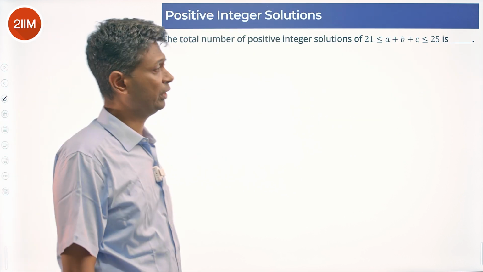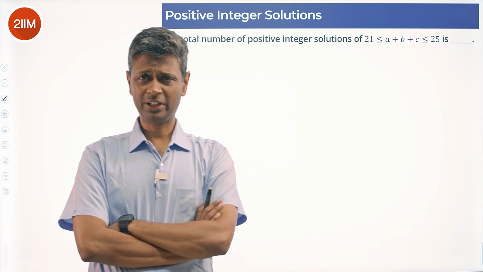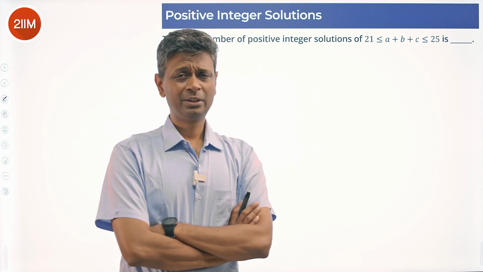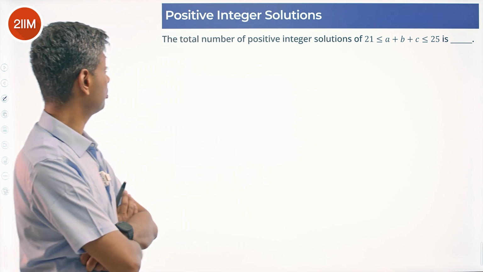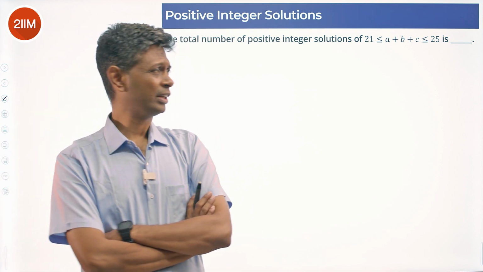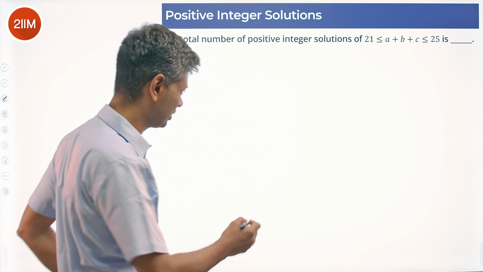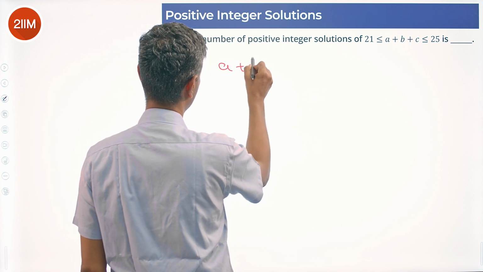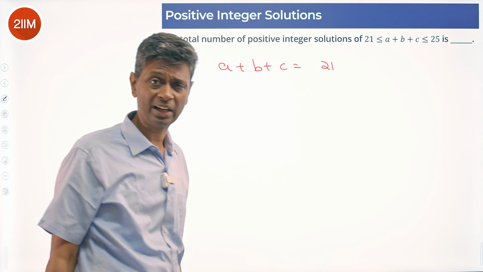The total number of positive integer solutions of 21 less than or equal to a plus b plus c less than or equal to 25 is... 21 less than or equal to a plus b plus c less than or equal to 25. A, b, c are positive integers. So we're thinking about 21, 22, 23, 24, 25. What I'm going to do, I'm going to say, hey, to simplify this, let me solve for a plus b plus c equal to 21, where a, b, c are natural numbers.